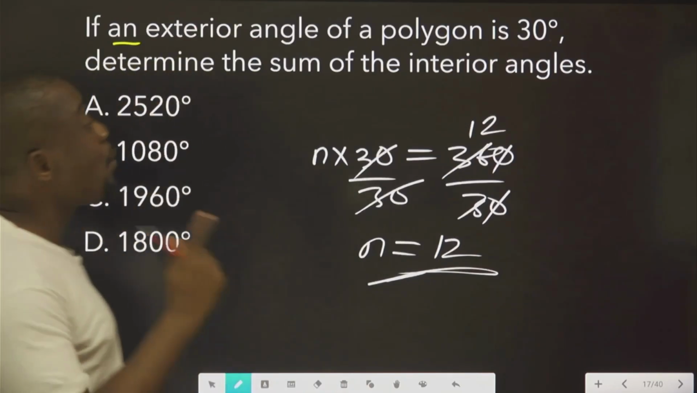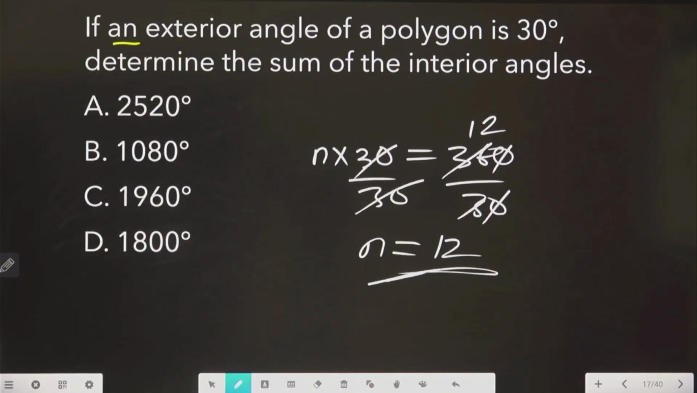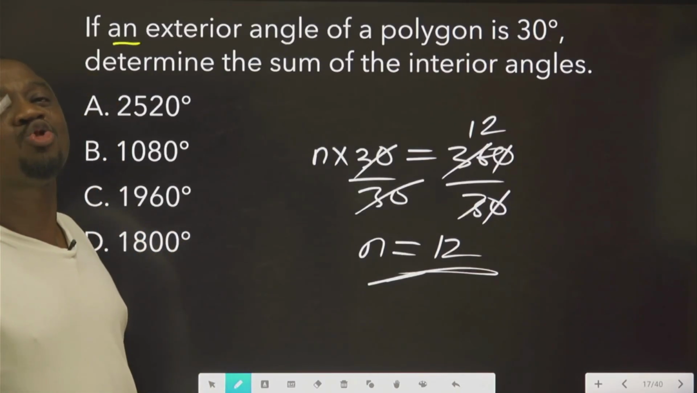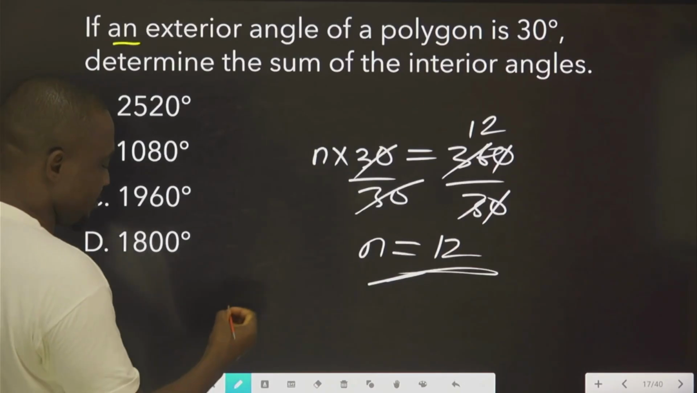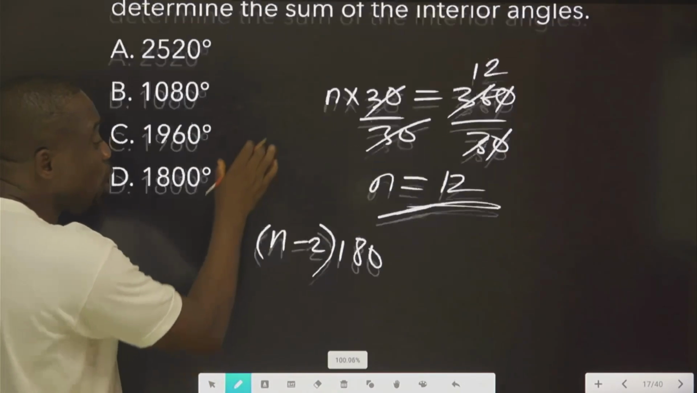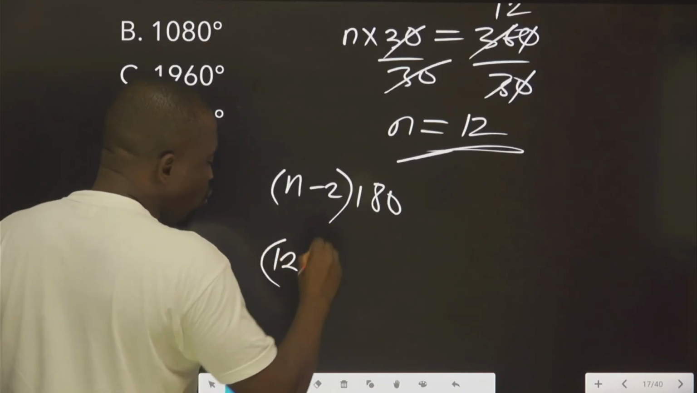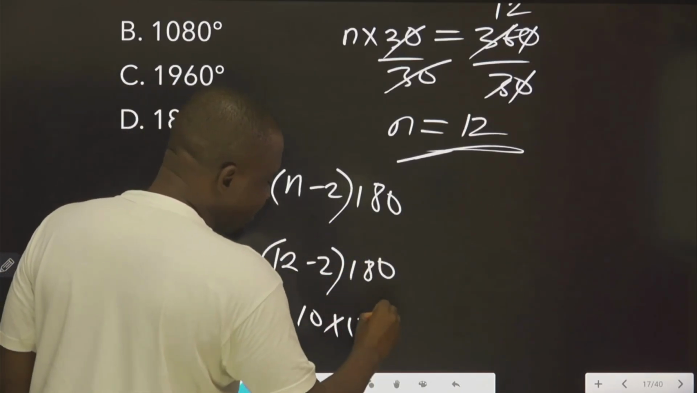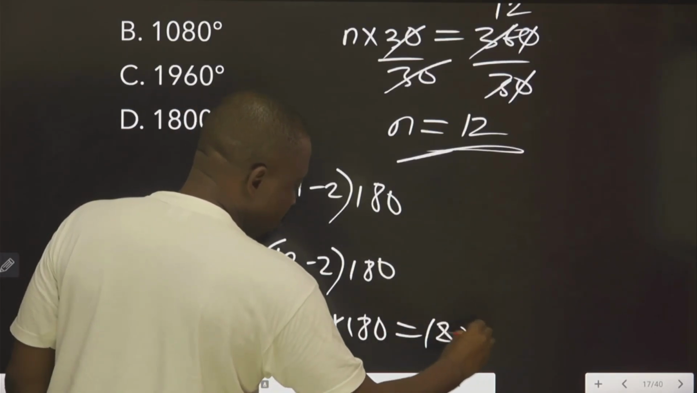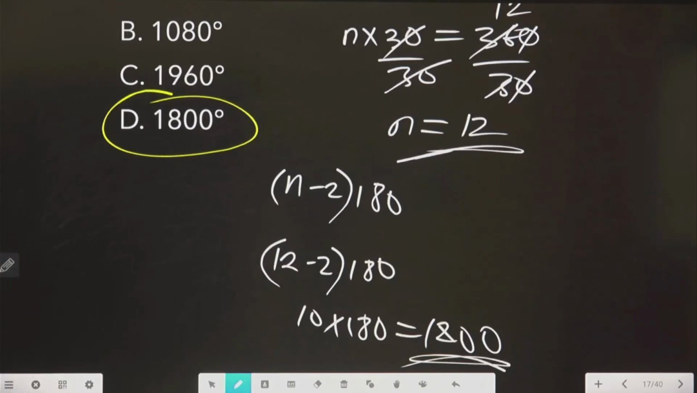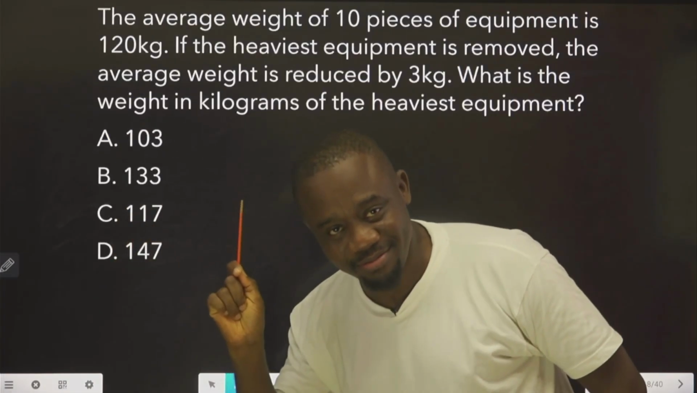Okay? Now that we know that it has 12 sides, we are to determine the sum of the interior angles. The sum of the interior angles is always n minus 2 multiplied by 180. Now that we know n to be 12, we substitute it. This is 10 multiplied by 180. D is the answer.